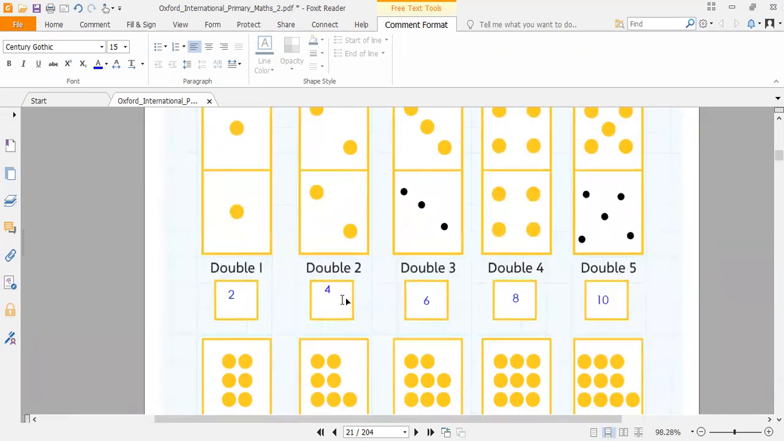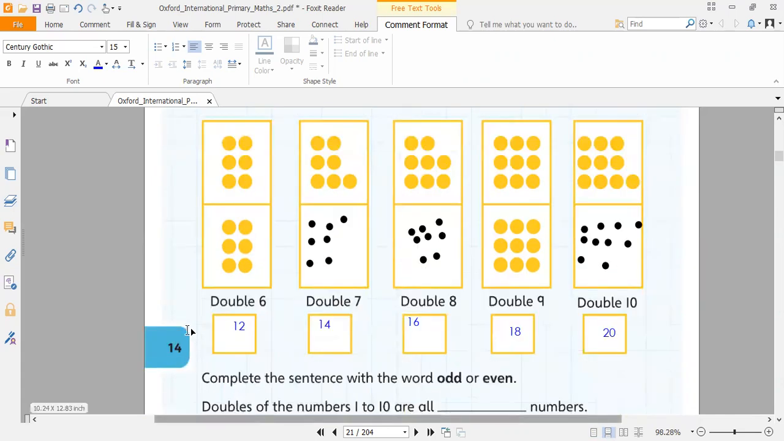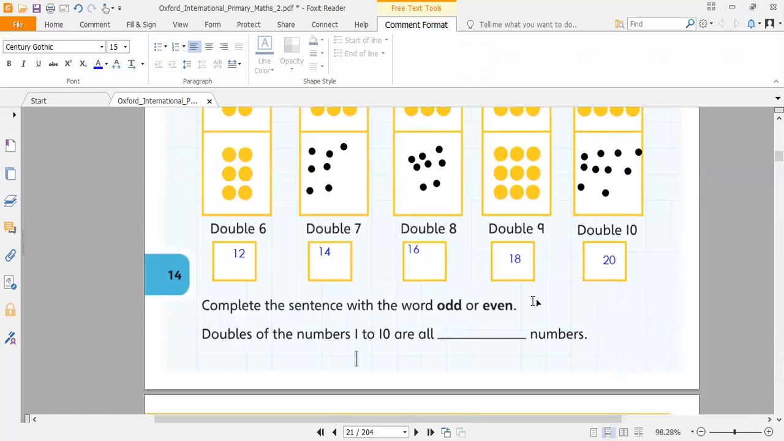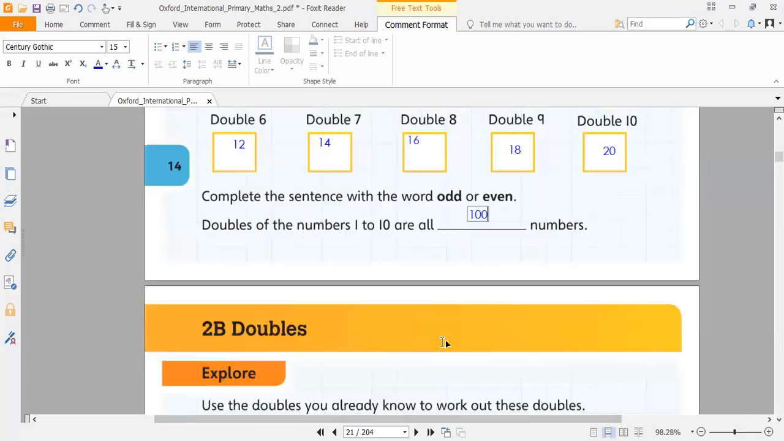2 plus 4 is equal to 6, 6 plus 6 is equal to 12, 12 plus 8 is equal to 20, 20 plus 10 is equal to 30, 30 plus 12 is equal to 42, 42 plus 14 is equal to 56 and 56 plus 16 is equal to 72. Sorry, 62 and 62 plus 18 is equal to 80, and 80 plus 20 is equal to 100. So these are 100 numbers.